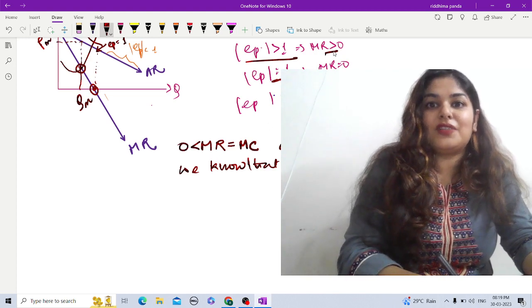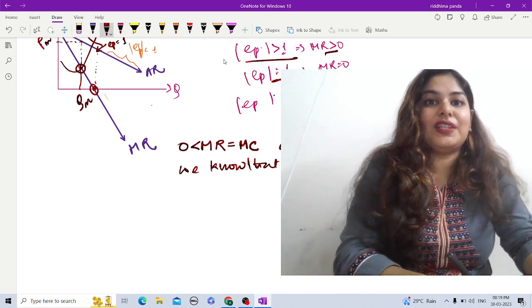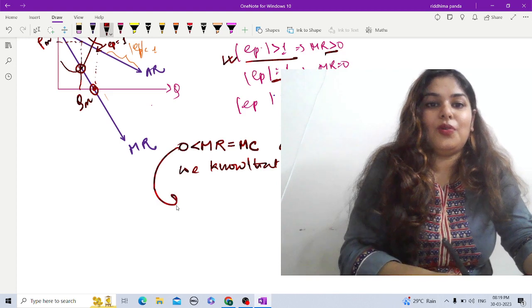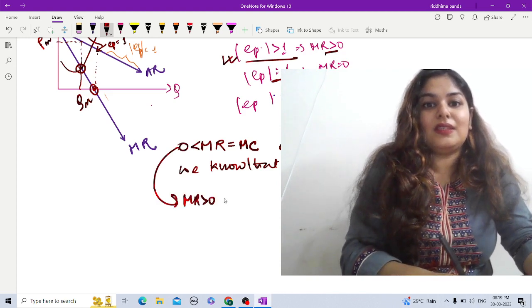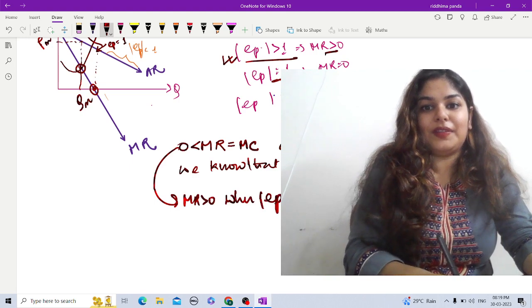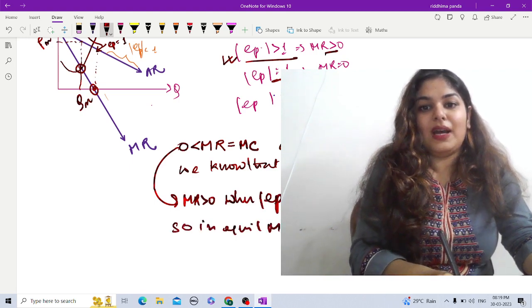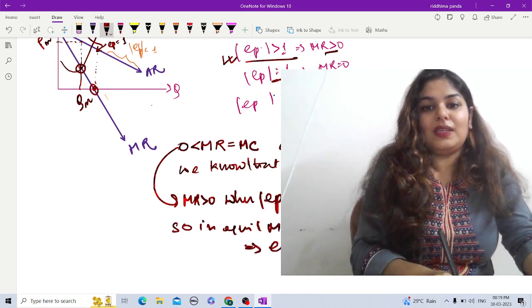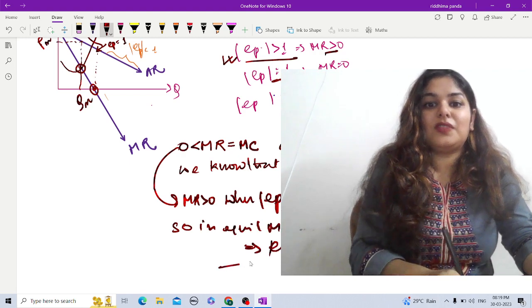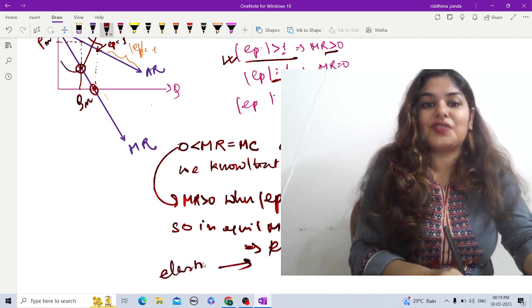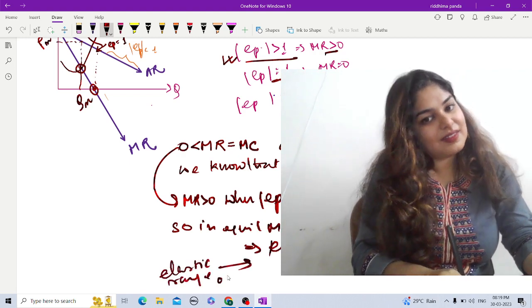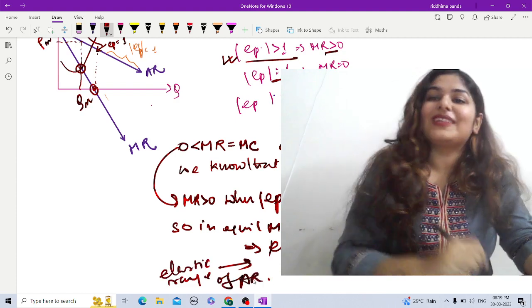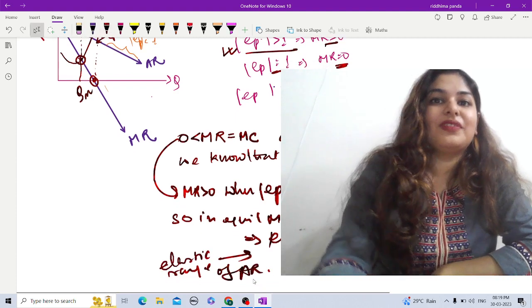Now from here it is very evident: when is MR greater than 0? When EP is greater than 1. So MR is greater than 0 when EP is greater than 1. So in equilibrium, MR is equal to MC, which should be positive when EP is greater than 1. So the monopolist will always produce in the elastic range. So this is the answer for you, the first part.